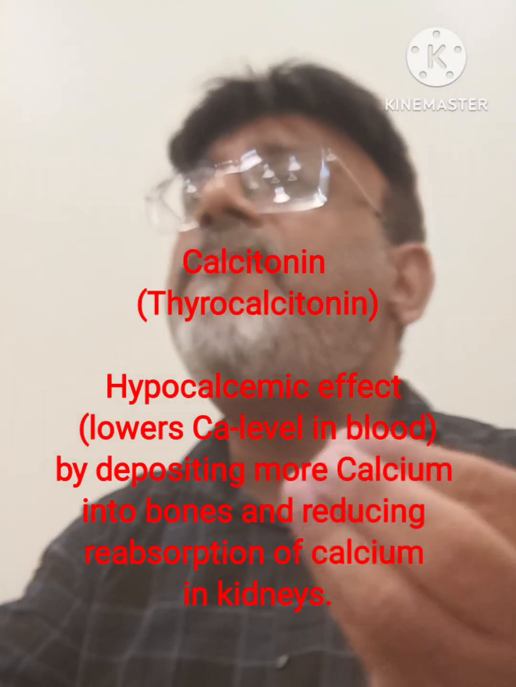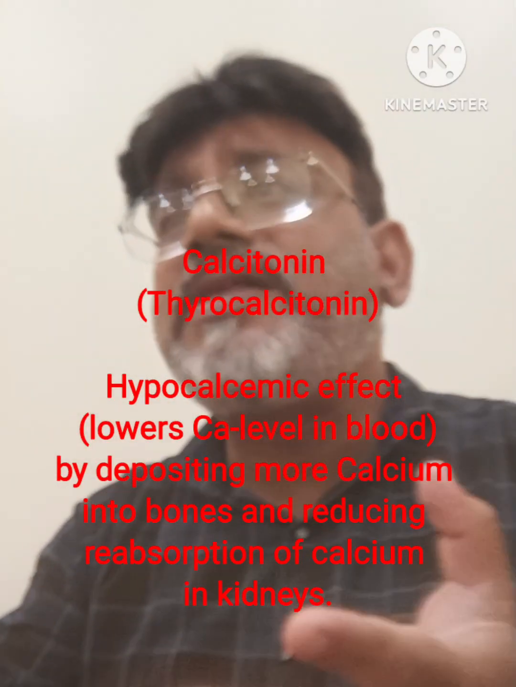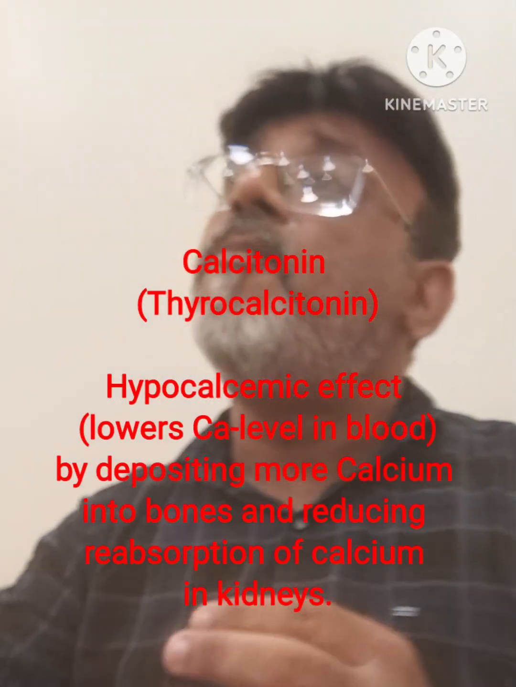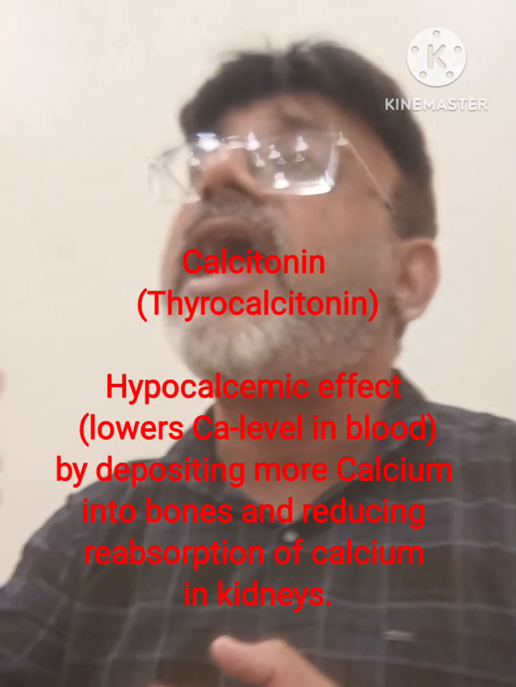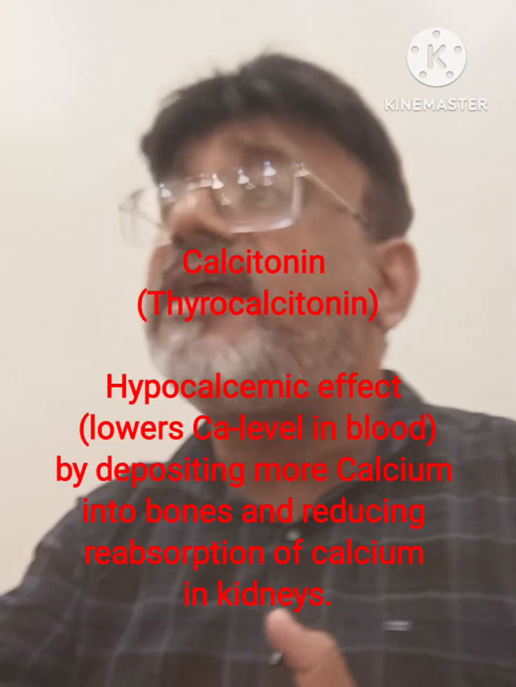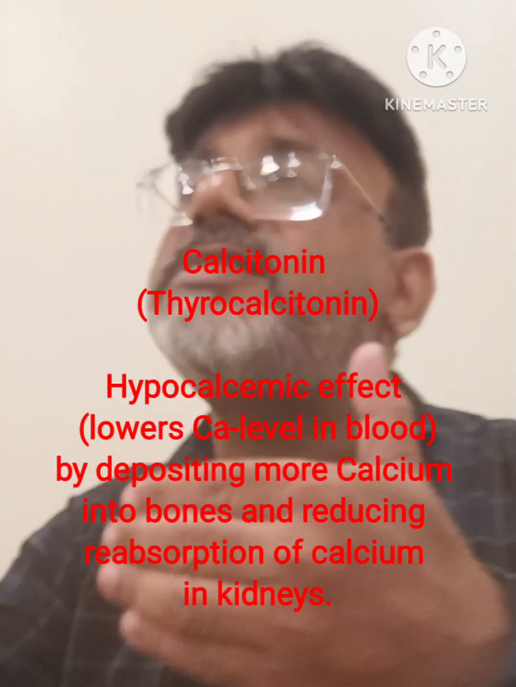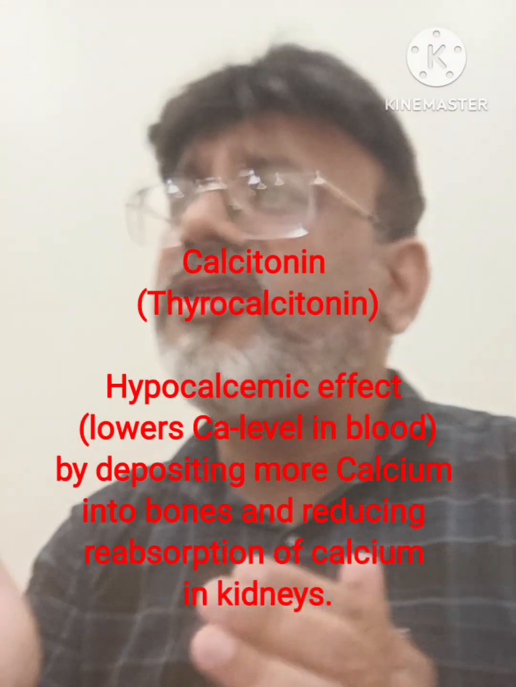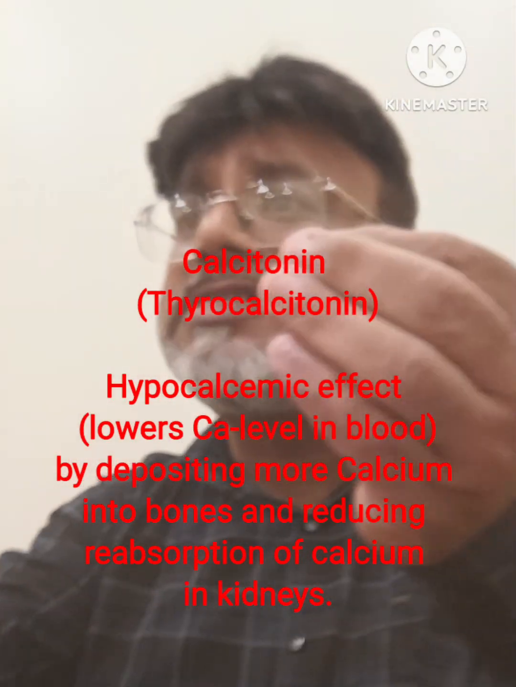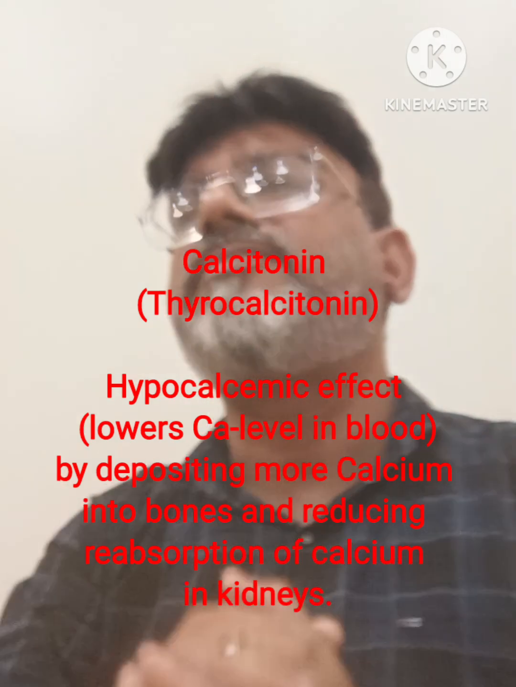Thyrocalcitonin has hypocalcemic effect. That means it lowers the calcium level in blood by depositing more calcium into the bones and reducing the reabsorption of calcium in kidneys, resulting in more calcium loss in urine. That means thyrocalcitonin or calcitonin has hypocalcemic effect. It lowers the calcium level in blood.